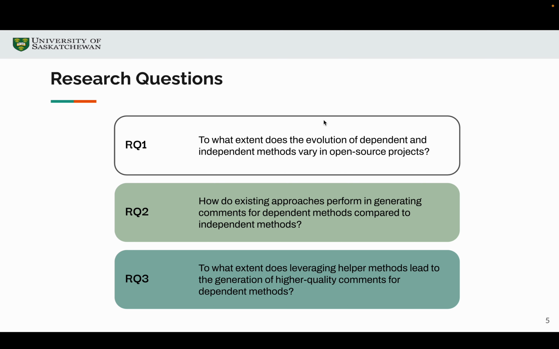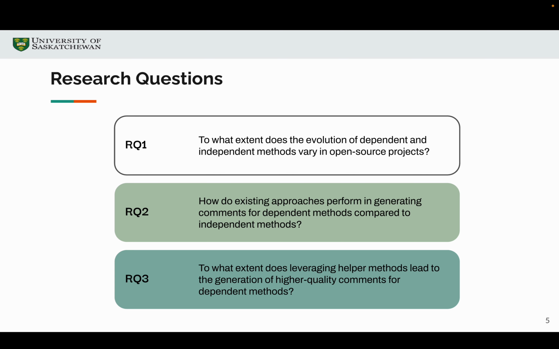Okay, so based on this, we have proposed three research questions. The first one is, to what extent does the evolution of dependent and independent methods vary in open source projects? By these statistics, we will be able to see in the real world what percentage of methods are dependent ones and what percentage of methods are independent ones.